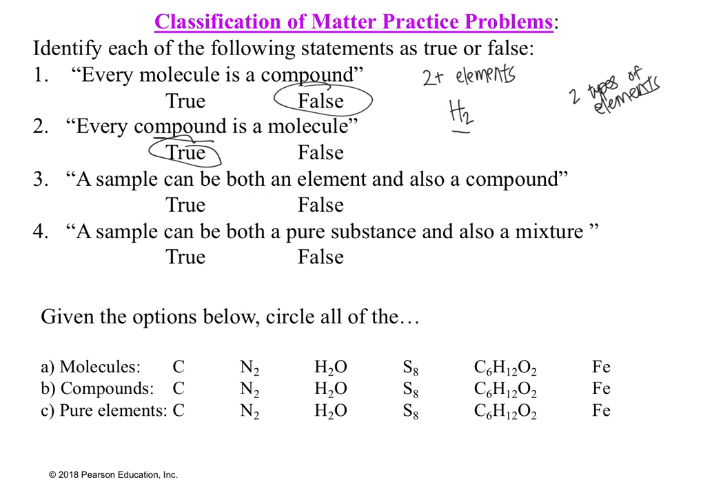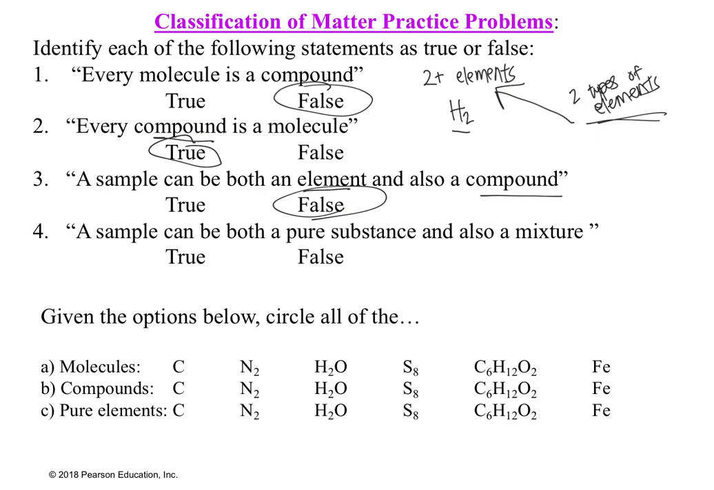Every compound is two or more types of elements coming together, so by default, it satisfies our molecule definition of two or more elements. A sample can be both an element and also a compound. To be an element means it's in its pure state, and to be a compound means it can come apart. So this is false.